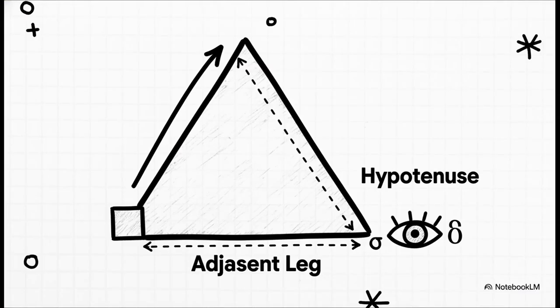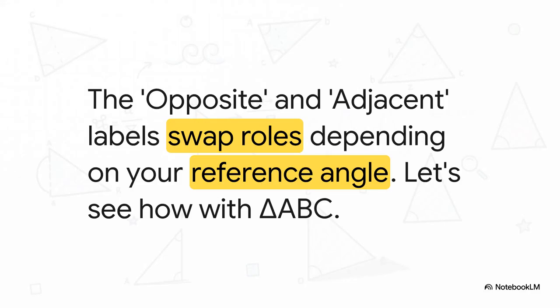Okay, so every right triangle has a few key parts. You've got the hypotenuse. That's always the longest side, right across from the 90-degree angle. That one's easy and never changes. But the other two sides, the opposite and adjacent legs, well, their names totally depend on which angle you're looking from, what we call our reference angle. And here's what's so cool about it. These labels, they're not permanent. They can actually swap places depending on where you're standing inside the triangle.